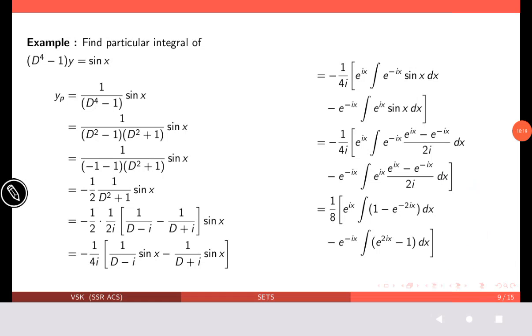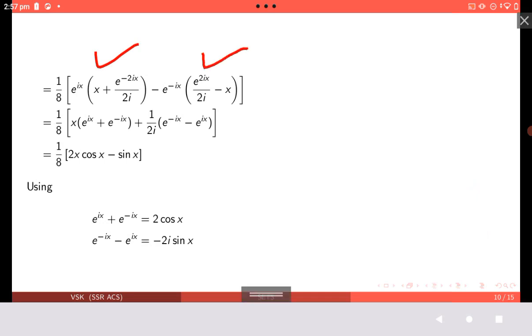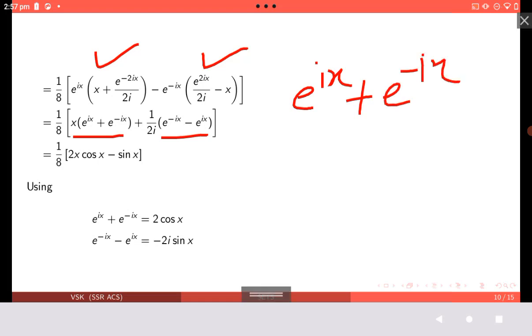When we evaluate this integration, we get these two values. When we simplify this further, it can be written in this form. Here, this becomes e to the power ix plus e to the power minus ix by 2. This becomes the formula for cos x.